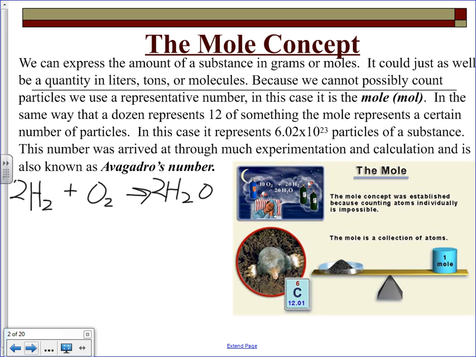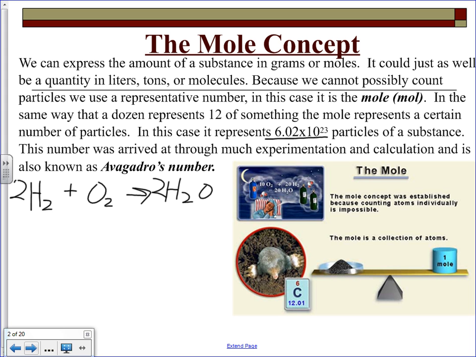So they are very, very small, and as a result, any significant number of them would be nearly impossible to count. So in the same way that a dozen represents 12, a mole represents this: 6.02 times 10 to the 23 particles of a material. If we're talking about sodium, it would be atoms of sodium. If we were talking about water, it would be molecules of water. It's always the number of the smallest particle.